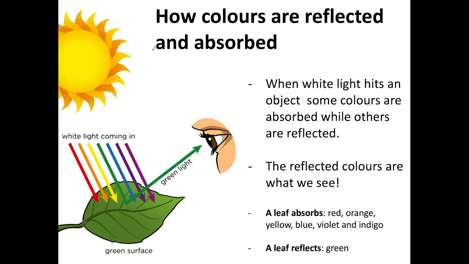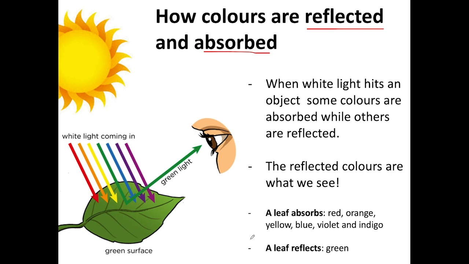So this is how we see color, because some colors are being reflected and some are being absorbed. When white light hits an object, and again, white light is coming from the sun, we don't see all the colors, we just perceive it as white light. Some colors are being absorbed in the surface versus others are being reflected. So the reflected colors are actually what we see.